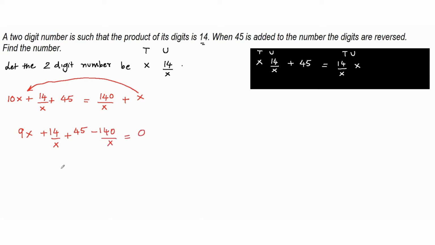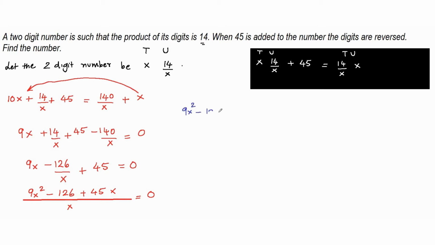Minus 140 upon x is equal to 0. So therefore 9x and 14 by x minus 140 by x becomes minus 126 by x plus 45 is equal to 0. Now I can take the LCM throughout, right? The LCM is x throughout. So this becomes x, and 9x multiplied by x becomes 9x square minus 126 plus 45x is equal to 0. So x goes to multiplication with 0, and therefore this equation becomes 9x square minus 126 plus 45x is equal to 0.